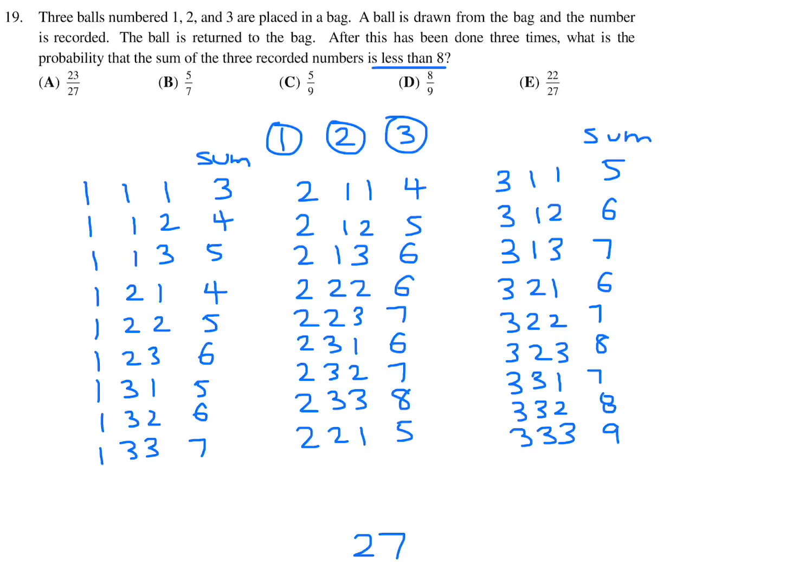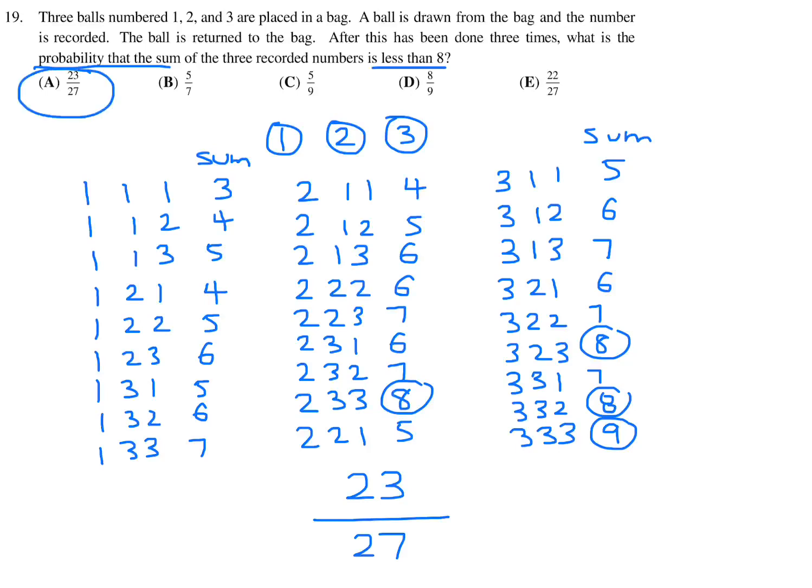So they're asking, what is the probability that the sum of the 3 recorded numbers is less than 8? Well, the total is 27. Now, how many are less than 8? Well, very quickly we can figure out how many are 8 or greater. This one is 8 or greater, this one is 8 or greater, and this one and this one. So there's only 4 that are 8 or greater as the sum, 4 possibilities. So that means the remaining are all less than 8. So that would be 23 that are less than 8. So the answer to this question is 23 over 27, which is choice A.